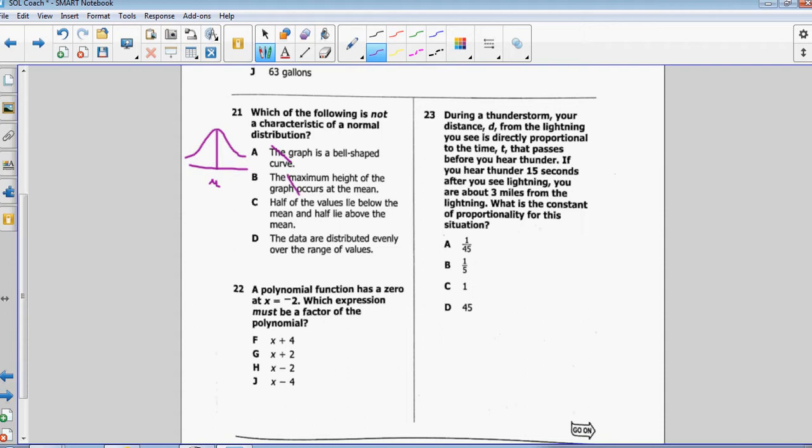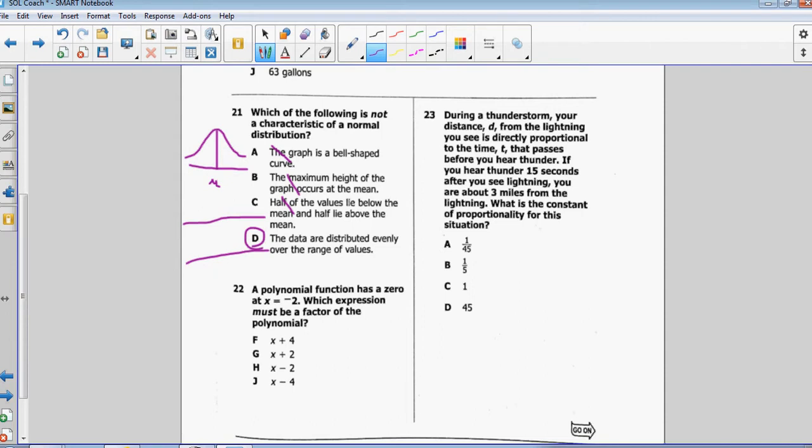So we're hoping that the answer is D. The data are distributed evenly over the range of values. Well, that's not true. If they were distributed evenly, then that would mean that instead of a bell shape, you would just have a straight line across. So D is the answer because it's asking which one is not a characteristic.